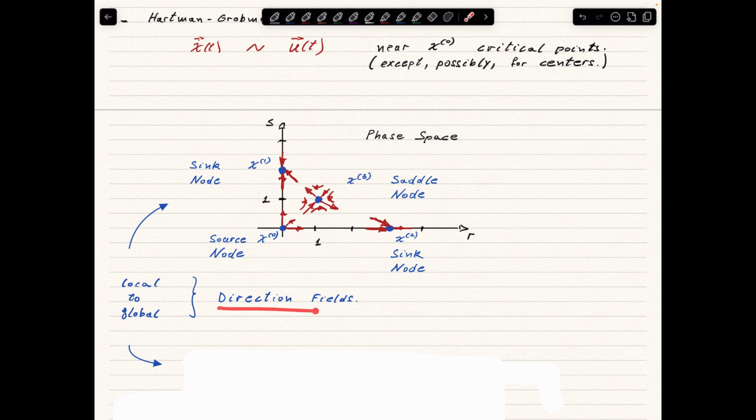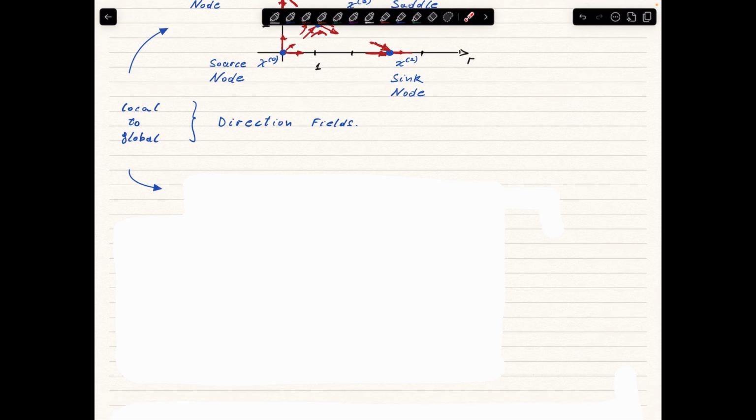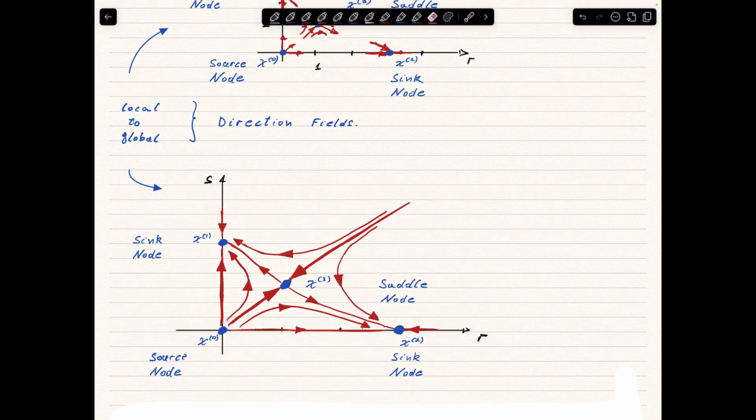Well, if we use a little bit more information from direction fields, for example, the direction fields along this axis are pointing this direction, and here they point in that direction. Here the direction field points up. It's just evaluating the right hand side of the equation, and you can see that this is the direction of the direction fields. With that information and putting everything together, we obtain the following phase portrait for the whole system.